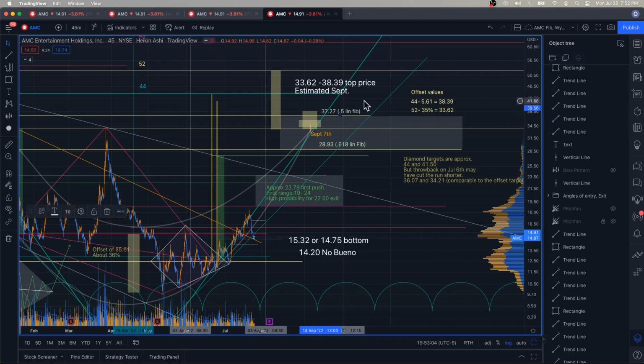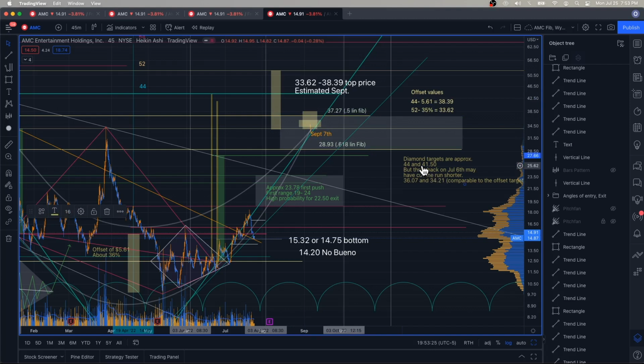And the 0.5 linear fib, that's the halfway point, right? The 0.5 linear fib on the macro trend, that's the dollar, whatever it was, $1.92 all the way up to 72.62. That is 37.27. So you're getting this kind of cluster of price targets right in this region.